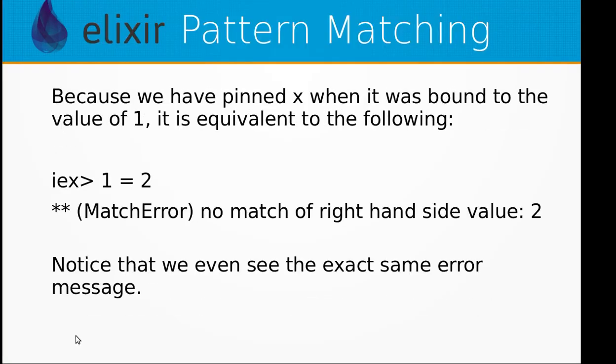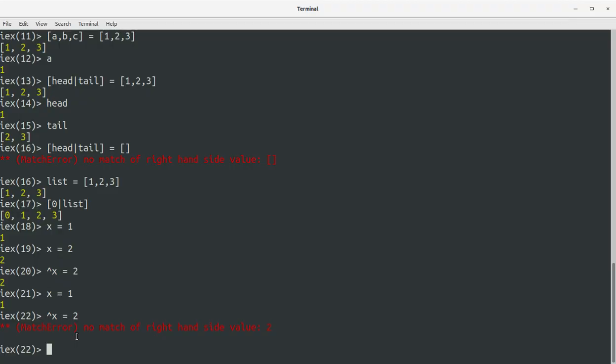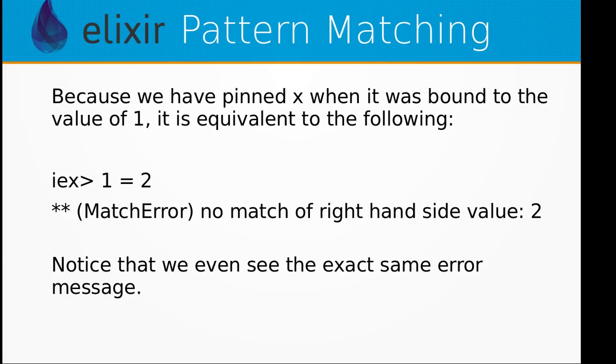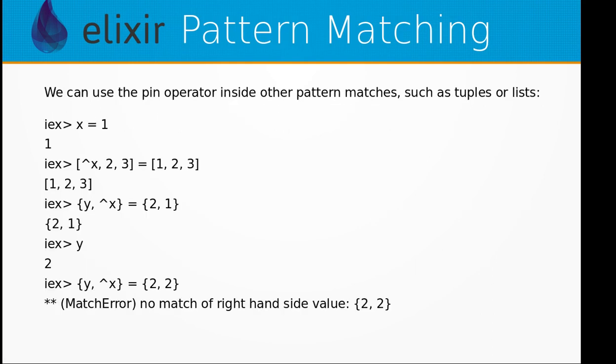Because we have pinned x when it was bound to the value of 1, it is equal to the following: 1 = 2, and we get a match error. So the pinned x is similar to 1 = 2. Notice that we even see the exact same error message.